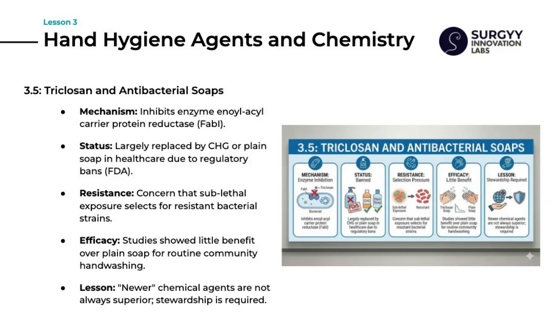The mechanism for triclosan is the inhibition of the enzyme enoyl acyl carrier protein reductase, or FAB-I. Regarding its status, it has been largely replaced by CHG, or plain soap, in healthcare settings due to regulatory bans by the FDA. There is a significant concern regarding resistance, as sublethal exposure may select for resistant bacterial strains over time. In terms of efficacy, studies have shown that triclosan provides little benefit over plain soap for routine community handwashing.